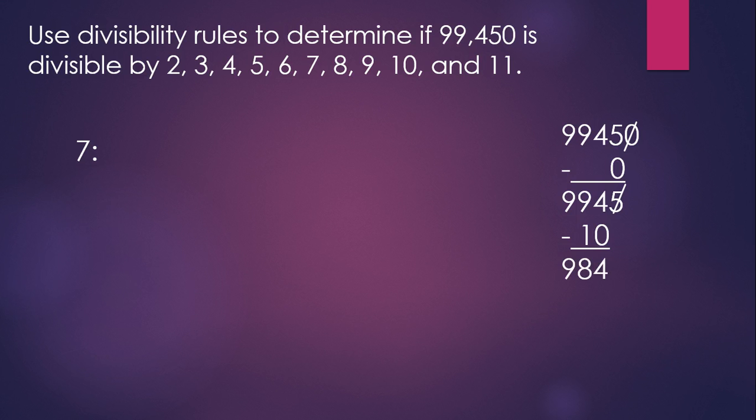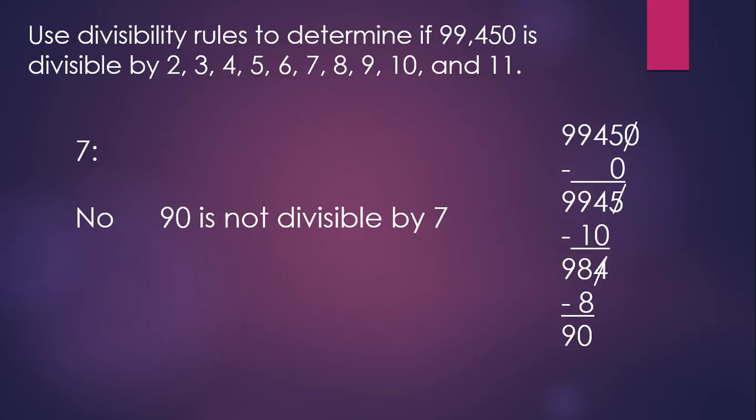We'll keep doing this until we've got a number that's small enough that we can see whether or not it's divisible by 7. So cross off the 4, double 4, we get 8. Subtract that from 98, we get 90. 90 is small enough for me to see that 7 will not divide into 90 without a remainder. So we can say no, this number is not divisible by 7 because 90 is not divisible by 7.